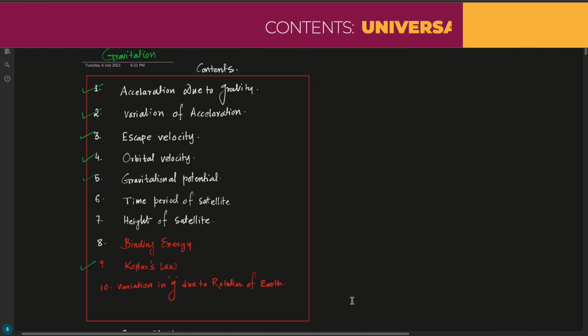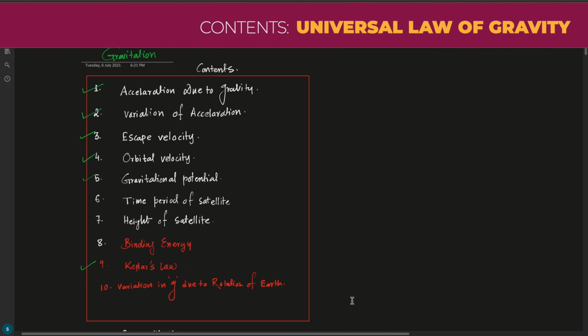This is basically the introductory course where you can understand about the acceleration due to gravity. Number 2 is the variation of the acceleration. Number 3 is the escape velocity. Number 4 is the orbital velocity. Number 5 is the gravitational potential. Then we'll learn about the time period of a satellite.